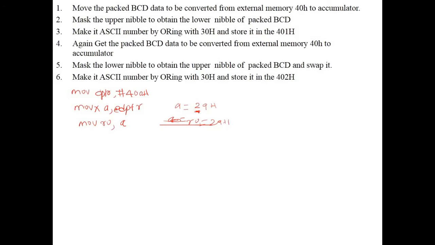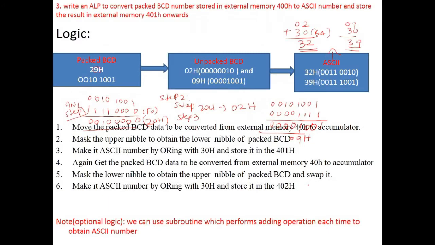Upper nibble means, if I write this 00101001, we need to mask the upper nibble, so it is 000 and the rest are 1s. So we get 00001001, so we will get 09. But in the logic we have discussed, first we got 02H and 09H, right? That also we can do, so no issues at all.